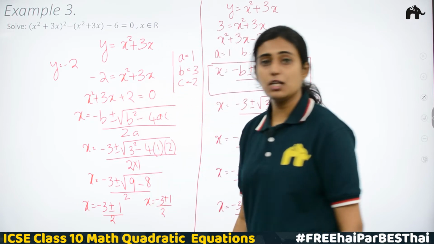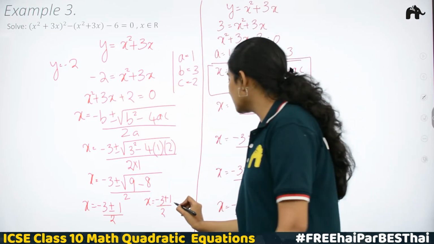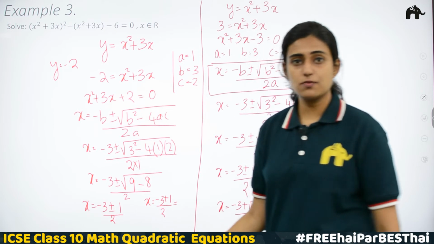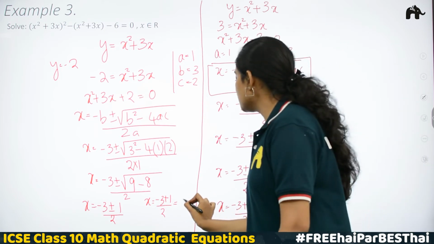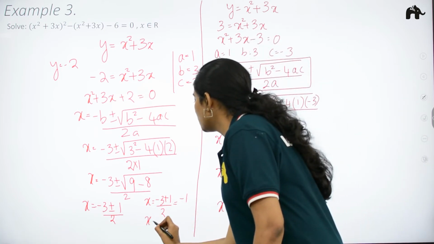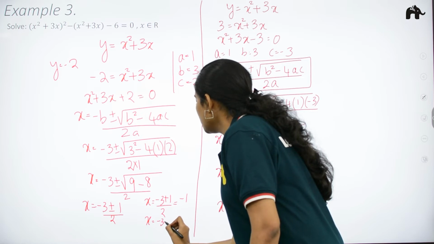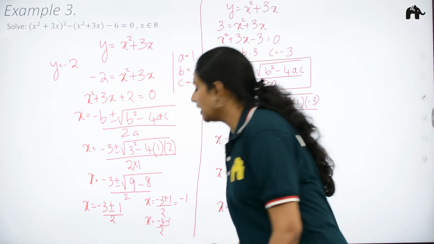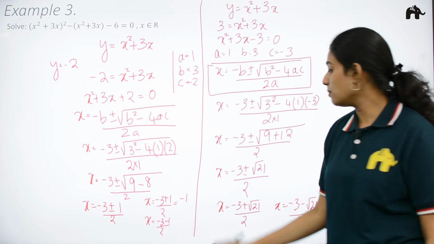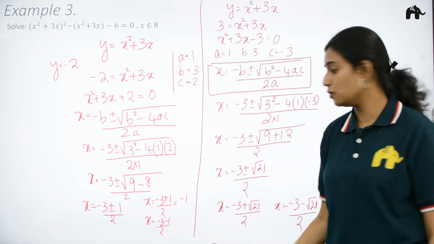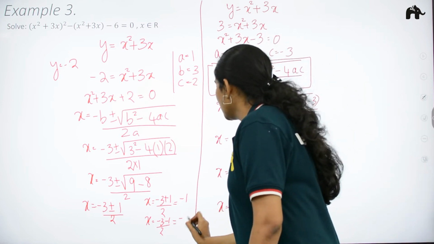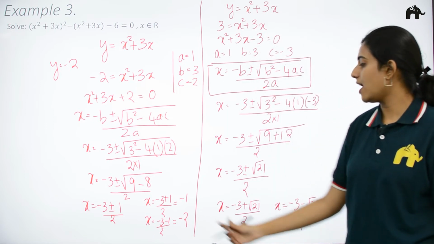What is (-3 + 1)/2? You will be getting (-3 + 1) = -2, divided by 2 is -1. Or x is equal to (-3 - 1)/2. -3 - 1 is -4. -4 divided by 2 is equal to -2. Okay. Now, what are the 4 possible values of x?